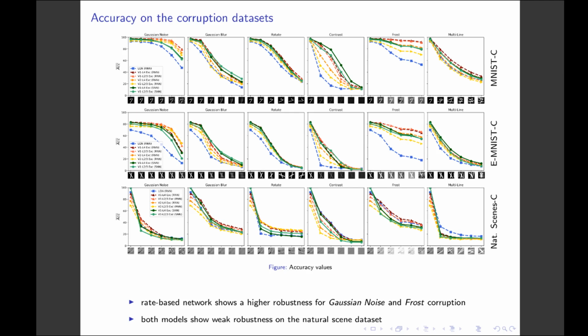We can see that for most of the corruptions in the eMNIST and MNIST dataset, the rate-based and spiking neural networks present a similar robustness. Only for the Gaussian noise and the frost corruption, the rate-based network seems to be more robust. On the natural scene dataset, both networks show only a weak robustness.